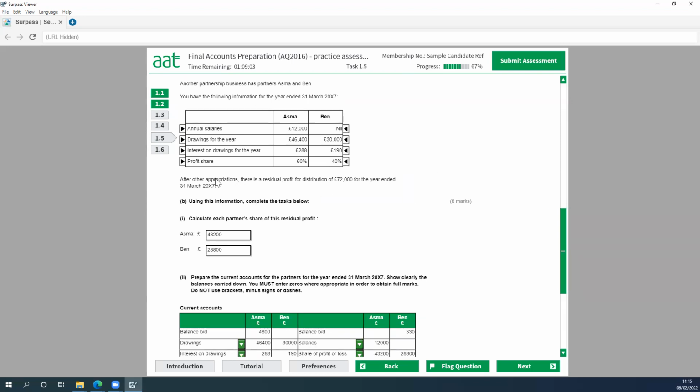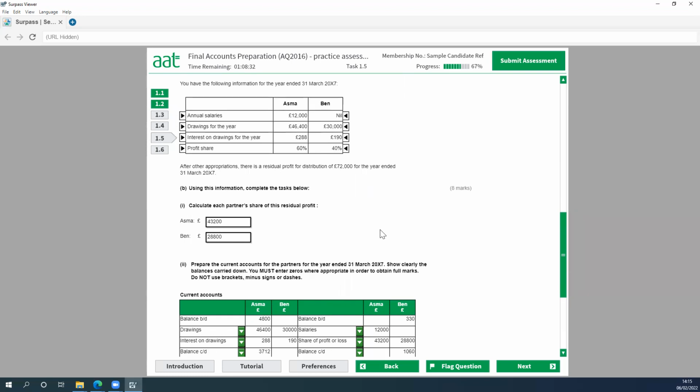So it tells us that after appropriations, residual profit is £72,000 for the year ending 31st of March. So we need to calculate the profit share for each of the partners. So Asma has got a 60% share. 60% of 72,000 is 43,200. 40% of 72,000 is 28,800, and that is Ben's share. Okay, so I could put them straight in the current account, but I won't. I'll just go off this table and we'll talk about it as we're going along.